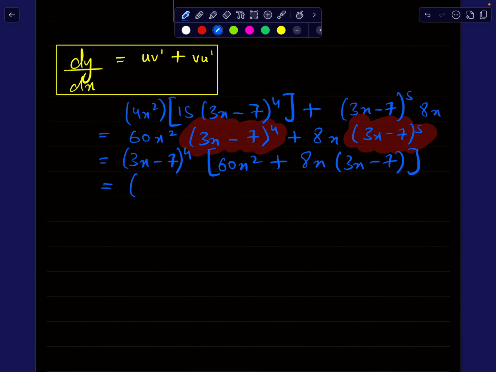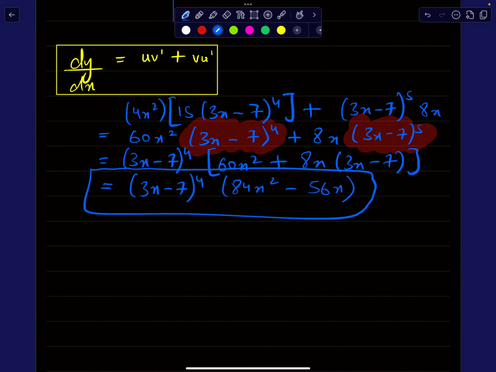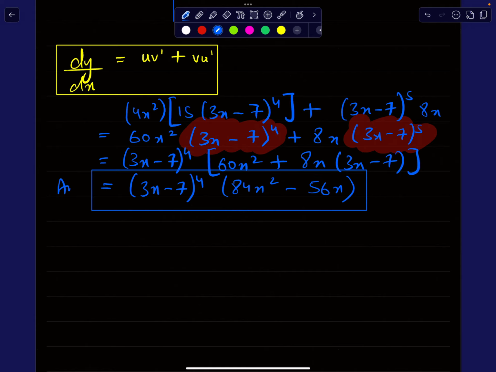Further simplifying this would eventually lead me to, just a second, 60x squared plus 24x squared, which is equal to 84x squared minus 56x. And this is my final answer.